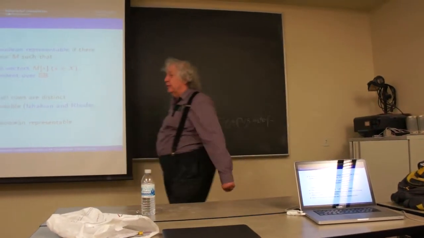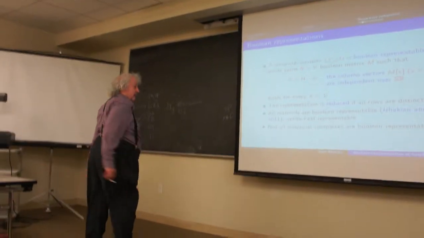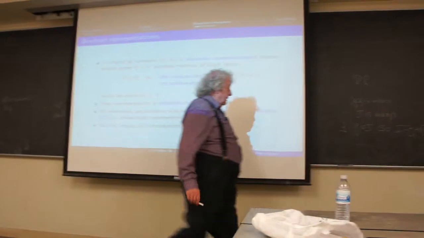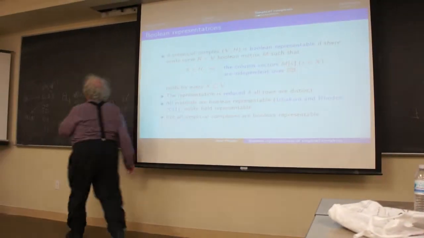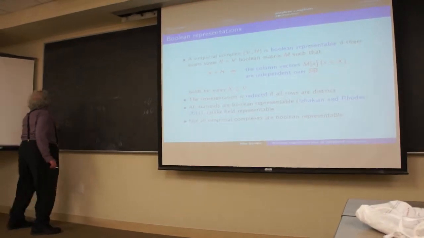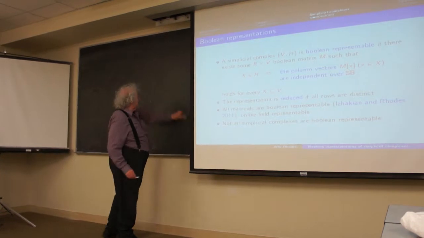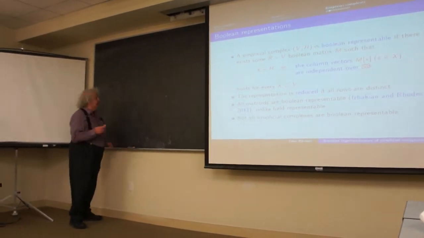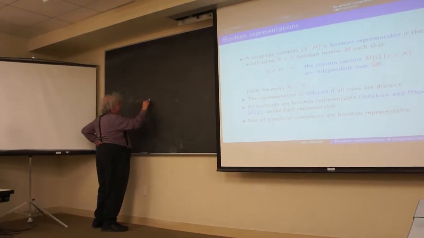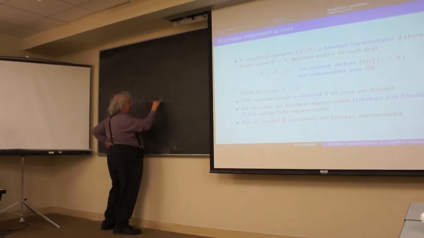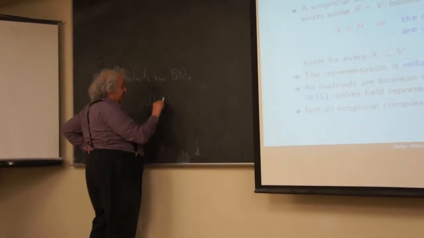Okay, so now you can develop quite a big theory. The big theorem is that all matroids have Boolean representations. This is a new theorem. It's not very hard. And the proof is, take M of the geometric lattice.